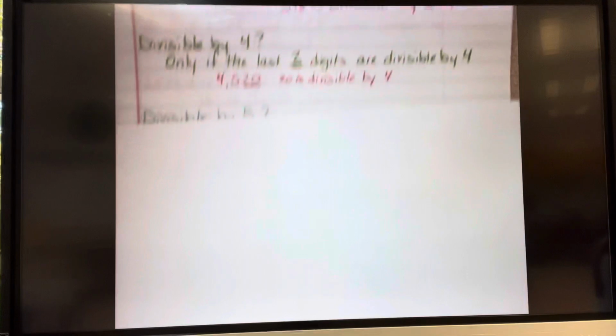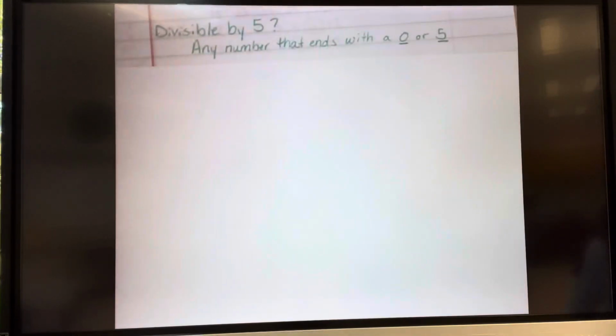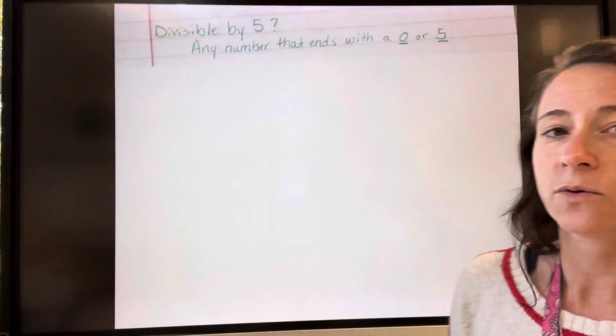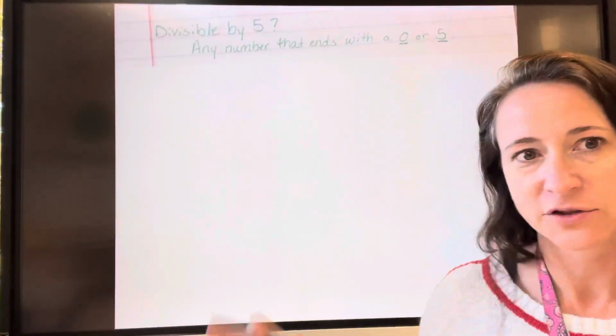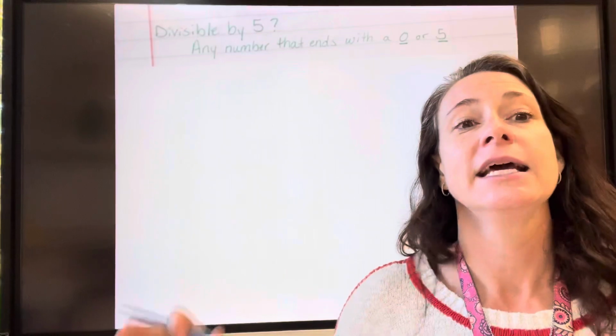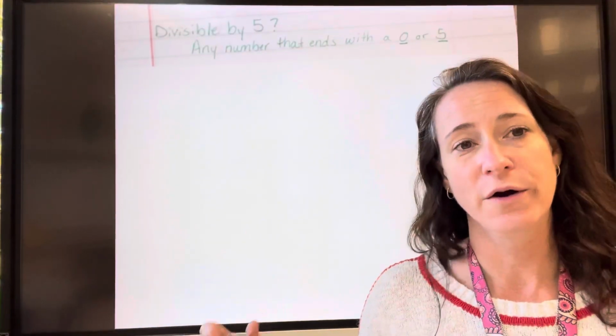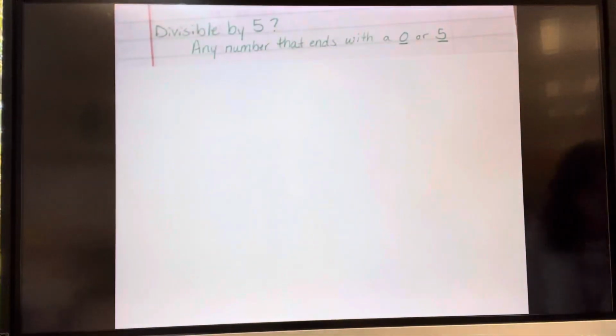Obviously, divisible by 5 is an easy one because any number that ends with a 0 or a 5 is divisible by 5. So that last digit all the way to the right, if it is a 0 or a 5, it is divisible by 5.